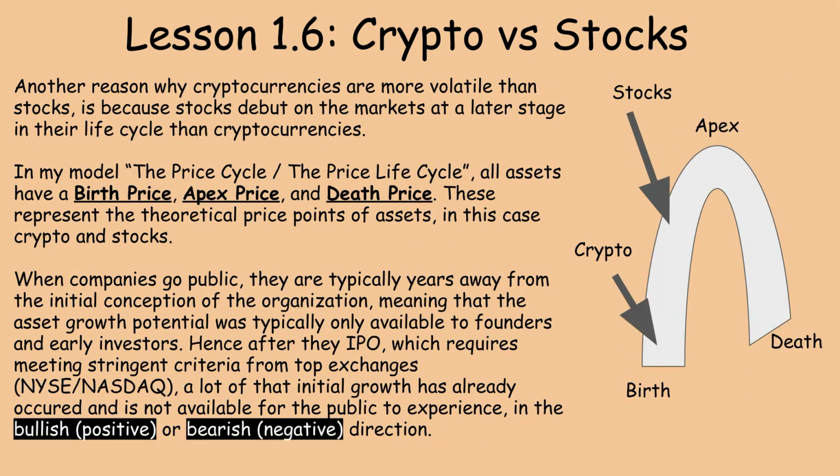Another reason why cryptocurrencies are more volatile than stocks is because stocks debut on the markets at a later stage in their life cycle than cryptocurrencies. In my model, which I call the price cycle or the price life cycle, all assets have a birth price, apex price, and a death price. These represent the theoretical price points of assets, in this case, obviously crypto and stocks.